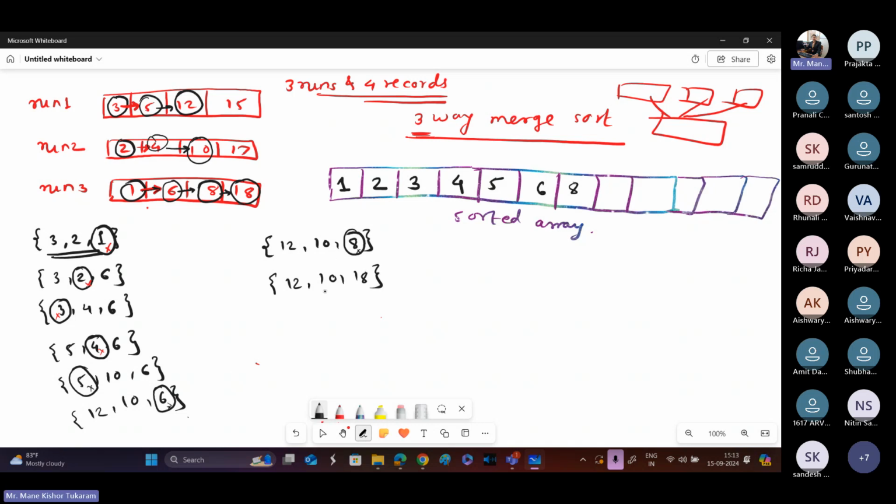Now I want to just find the lowest, that is 10. So I just move that particular 10 over here and I can just replace the next element from the same run, that is 17. So 12, 17, 18.